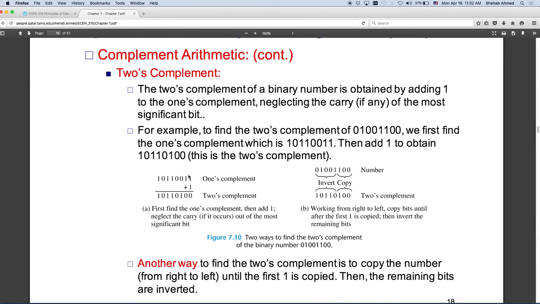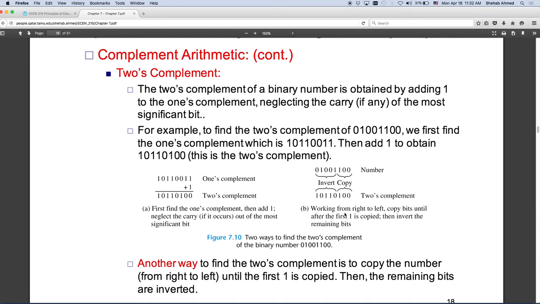2's complement is either you start with 1's complement, and then you add 1 to it, and then regardless of what happens at the end, you do not include your carryover. Okay, that's one way. So if you end up with a 1 plus 1, right, there will be a carryover. So you forget about carryover in that case.